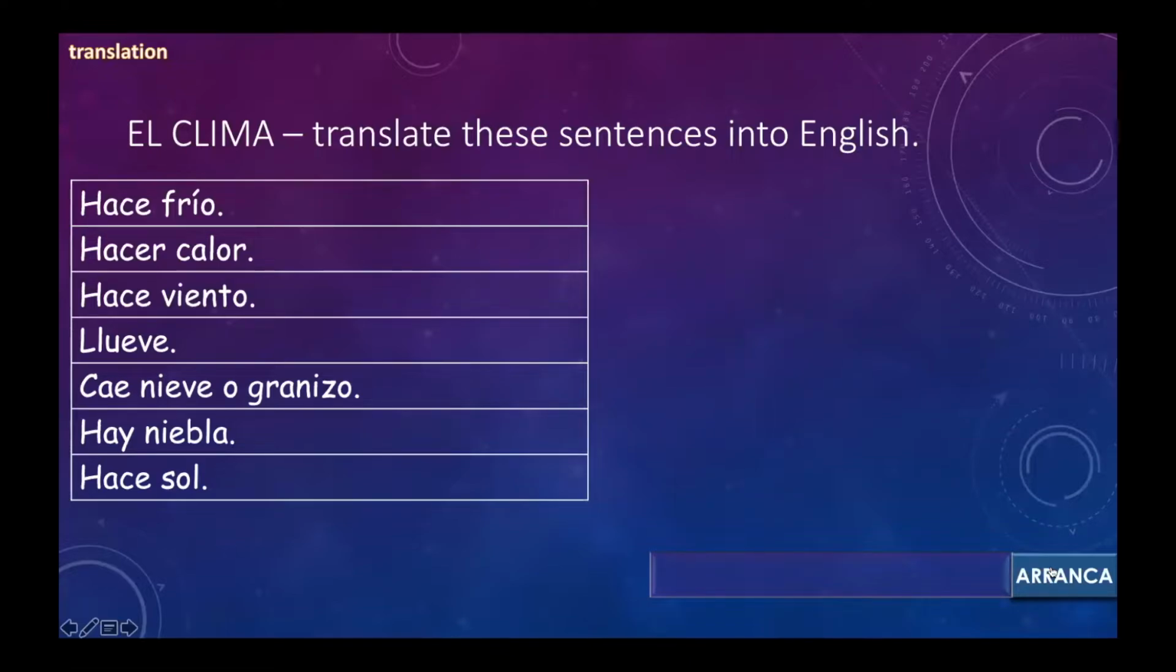And our time is up. Now, see all these sentences, they're really important to describe the weather, and they all describe the weather in simple present. So let's have a look at the translations for all of them.